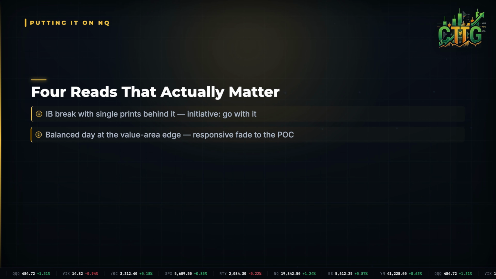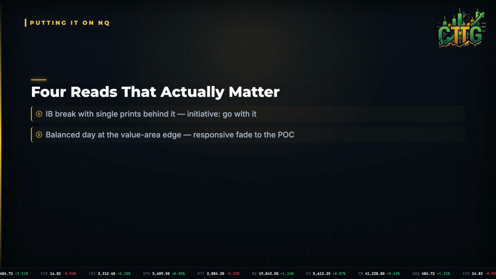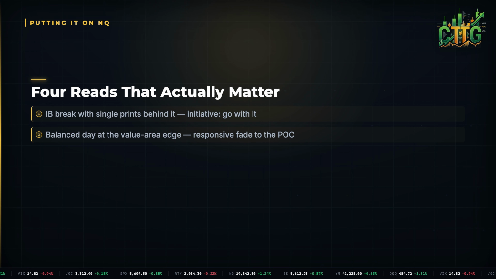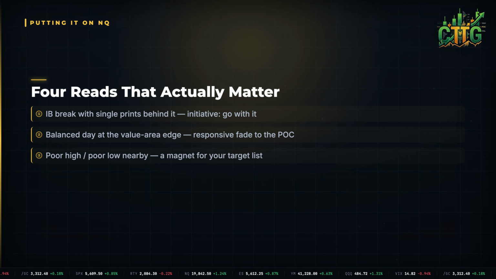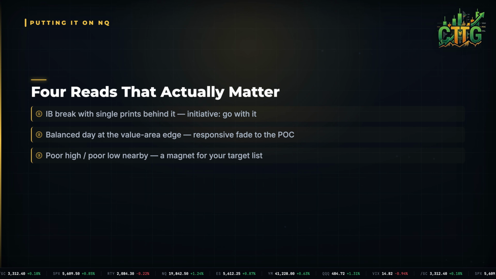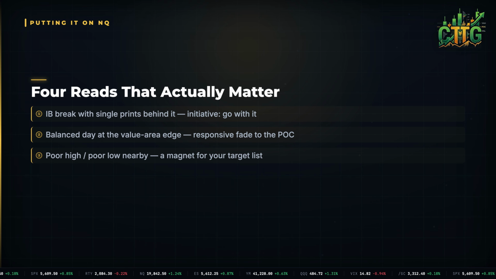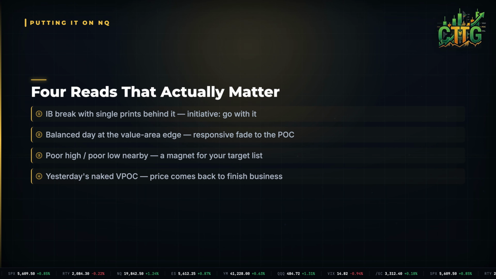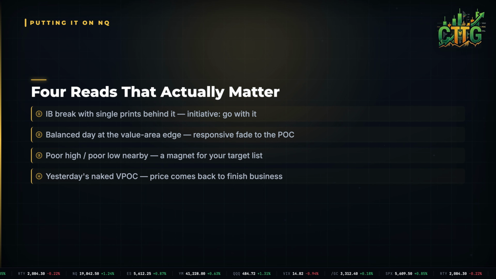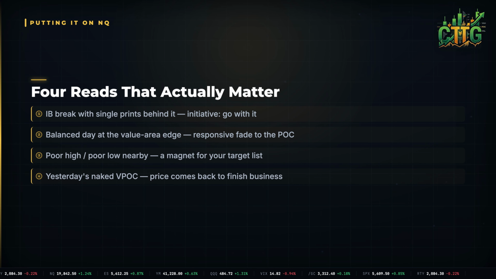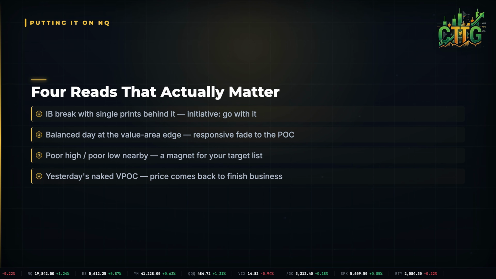2. A balanced day at the value area edge. Responsive fade, back toward the POC. 3. A poor high or poor low nearby. That's a magnet. Keep it on your target list. 4. Yesterday's naked volume POC. Price has a habit of coming back to finish business. None of these are signals on their own. They're context that makes your existing setups make sense.